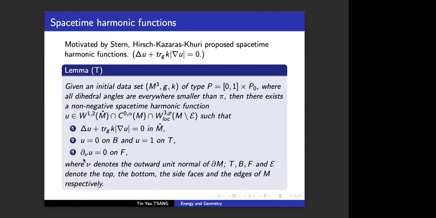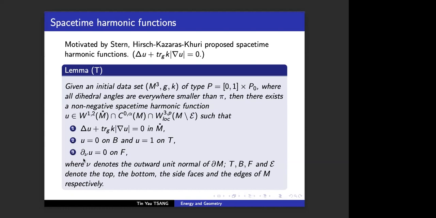If the angles were less than pi, then we can have the existence of a spacetime harmonic function of this particular regularity. And moreover, the angles here do not have to be fixed. They can vary. So somehow it's curved; sometimes the angle is narrower, sometimes it's bigger. As long as overall everywhere it is less than pi, then we have existence of this spacetime function, equal to 1 on top, equal to 0 on the bottom, and for the side face, again, Neumann boundary condition.